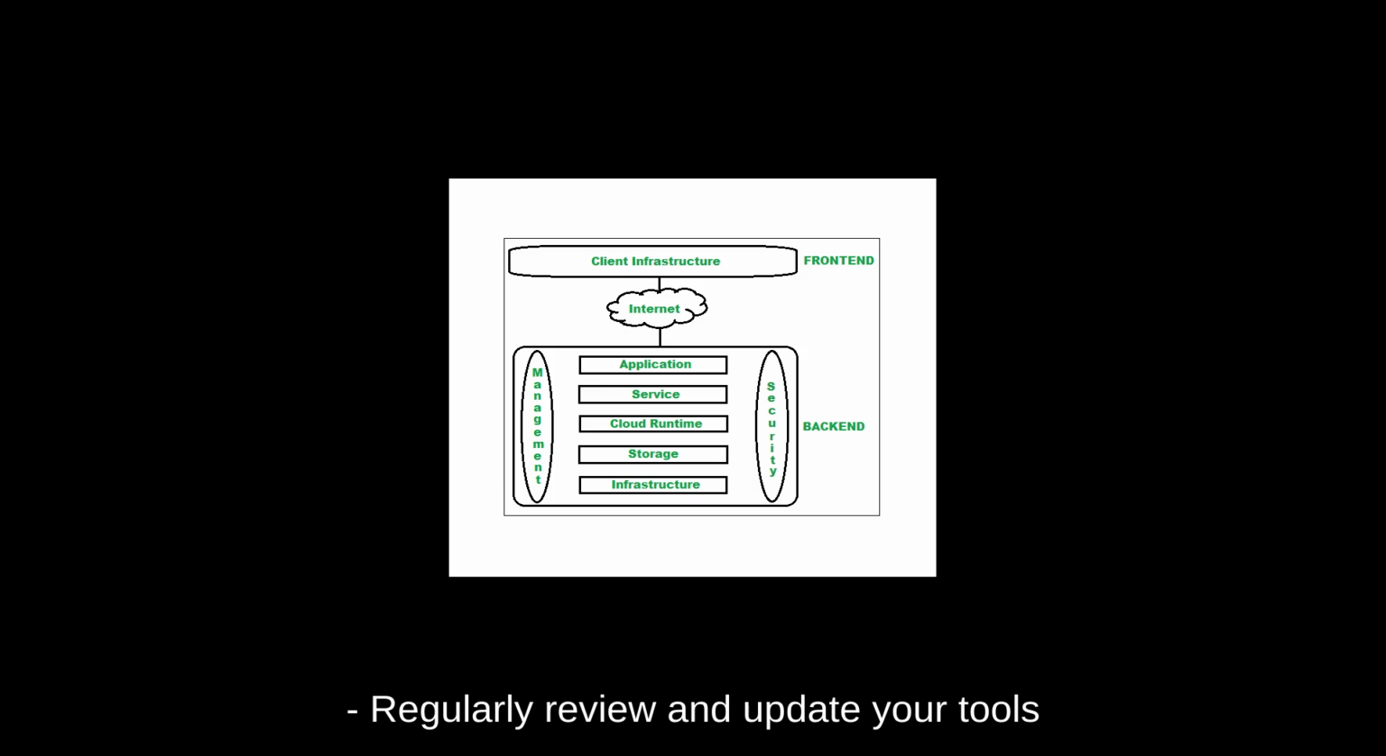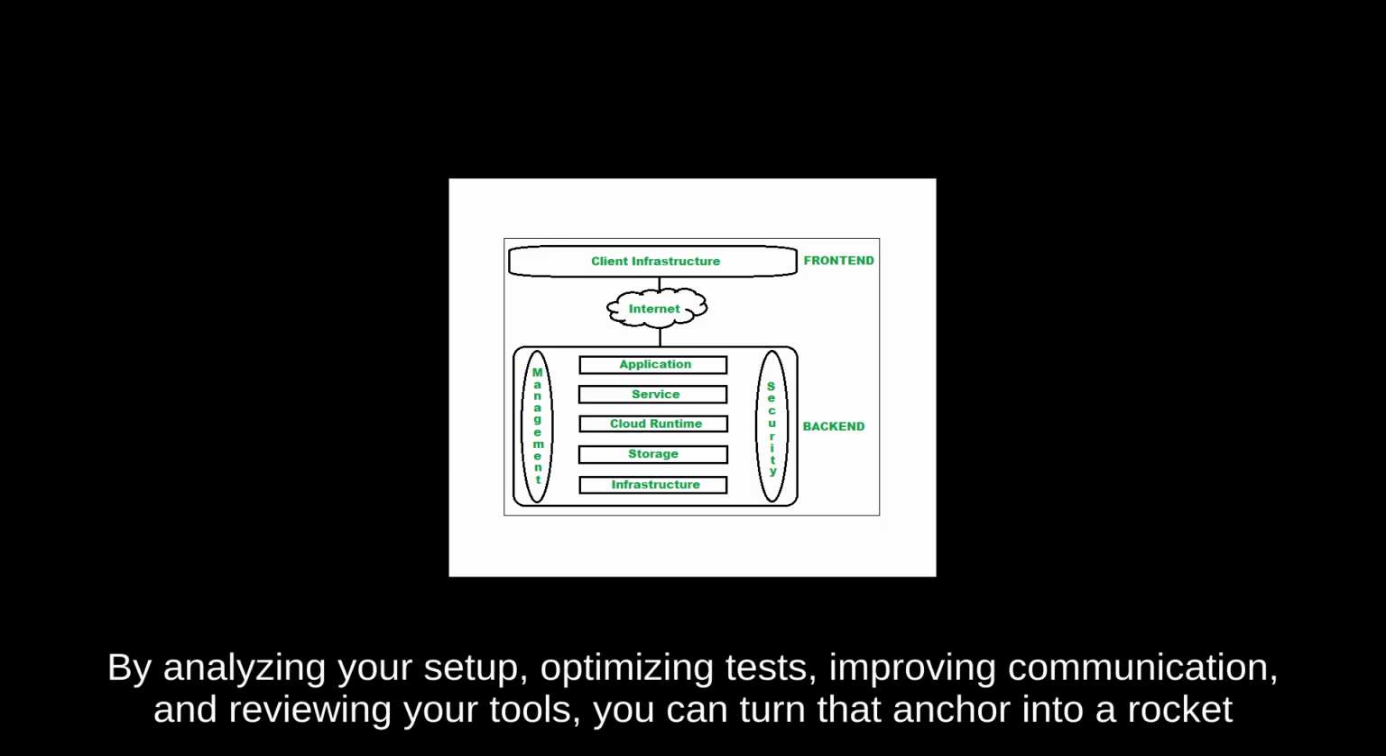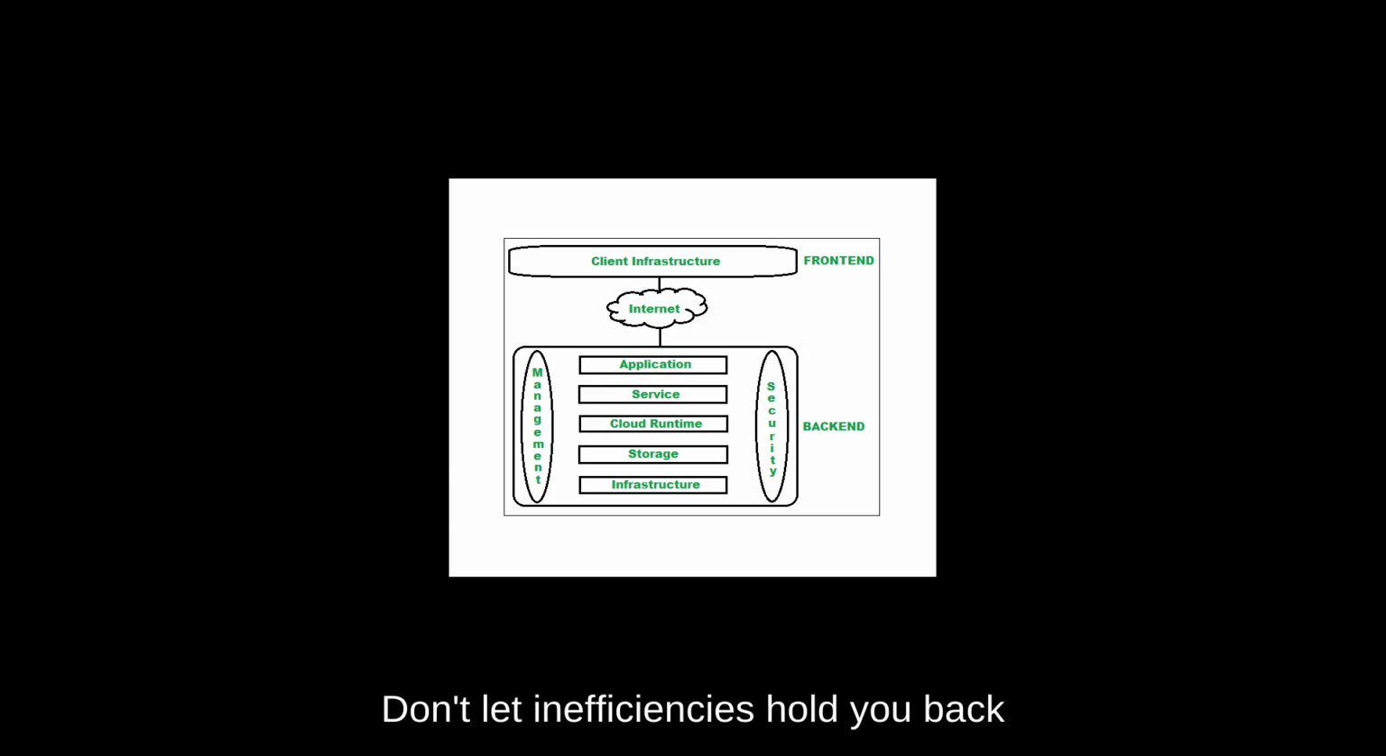Summary. A slow CI/CD pipeline can be a productivity killer. By analyzing your setup, optimizing tests, improving communication, and reviewing your tools, you can turn that anchor into a rocket. Don't let inefficiencies hold you back.